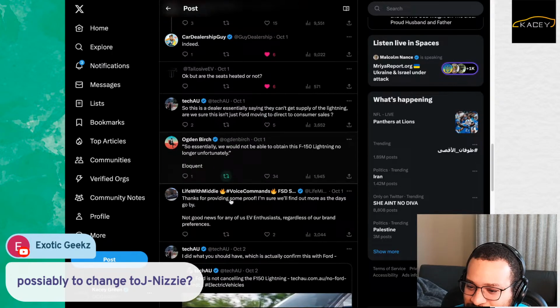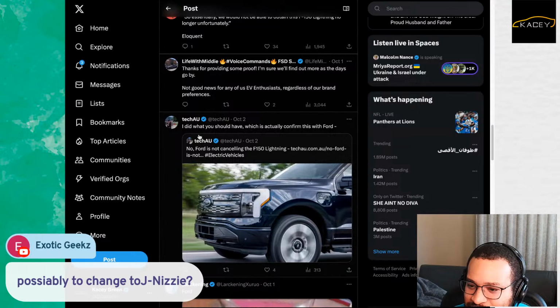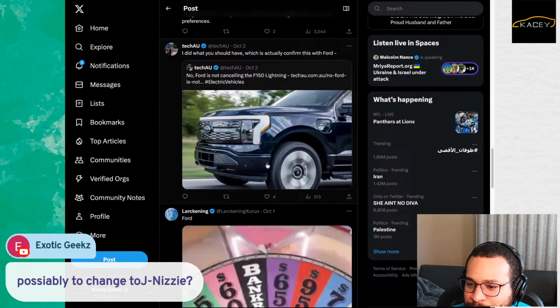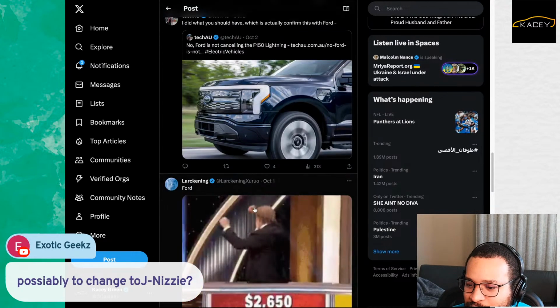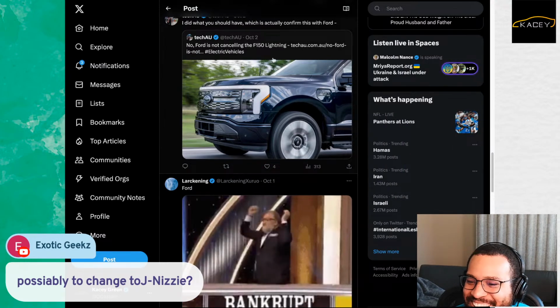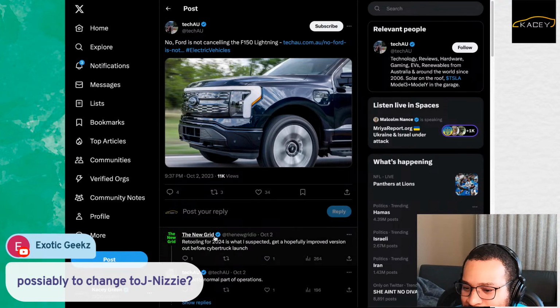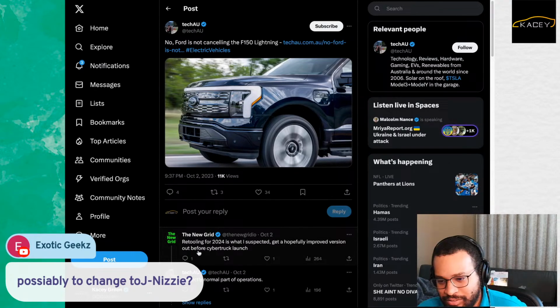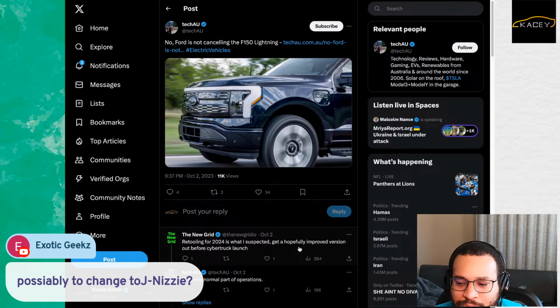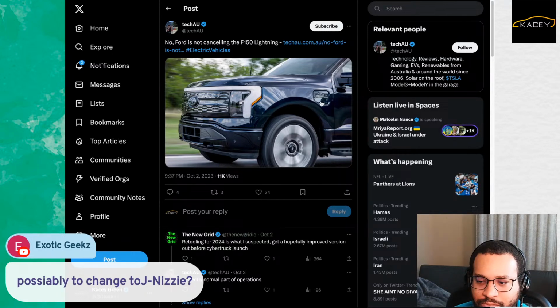I should have actually confirmed this with Ford. Ford is not canceling the F-150. So let's see. Bankrupt. All right, let's see what this guy's post says. Yeah. So this is exactly what I was saying in the other one. Retooling for 2024 is what I expected, and get hopefully improved version out before Cybertruck launch. What I want to know is, does the 2024 still have the stupid fake charge port door on the side?